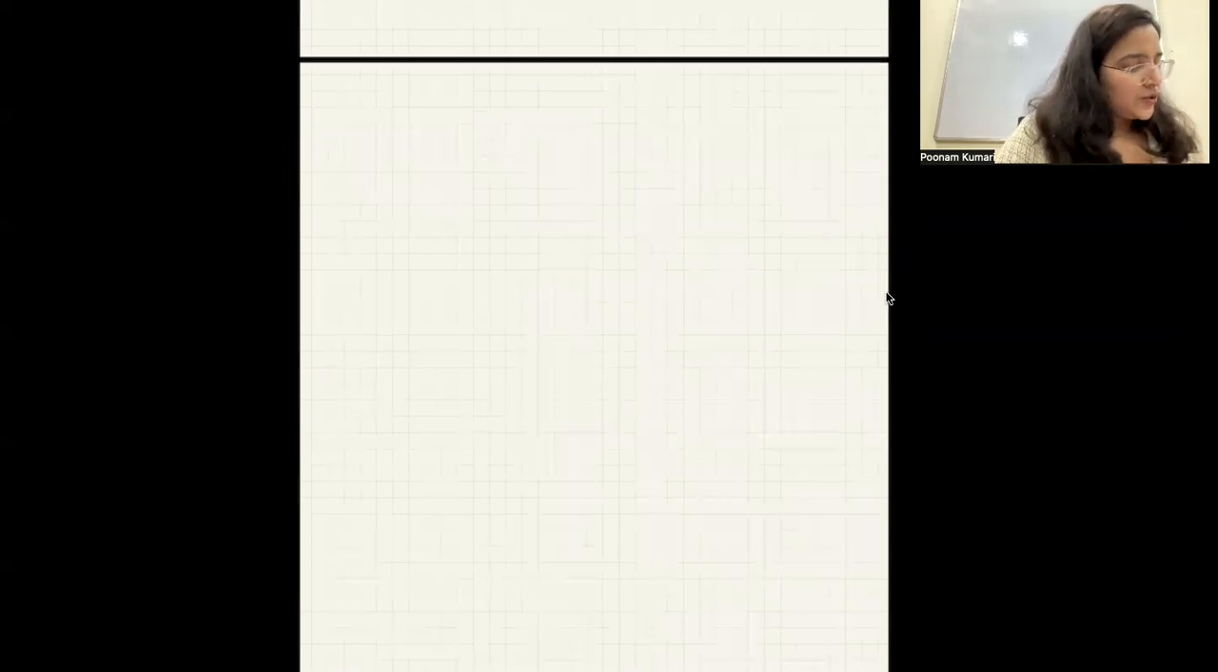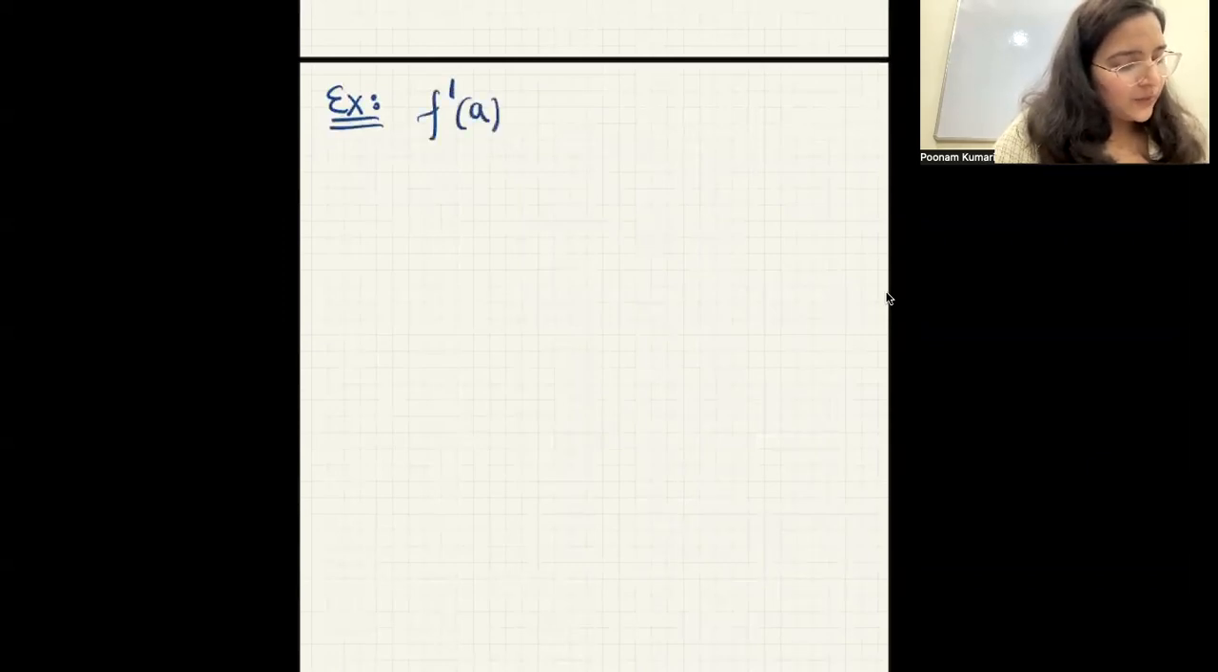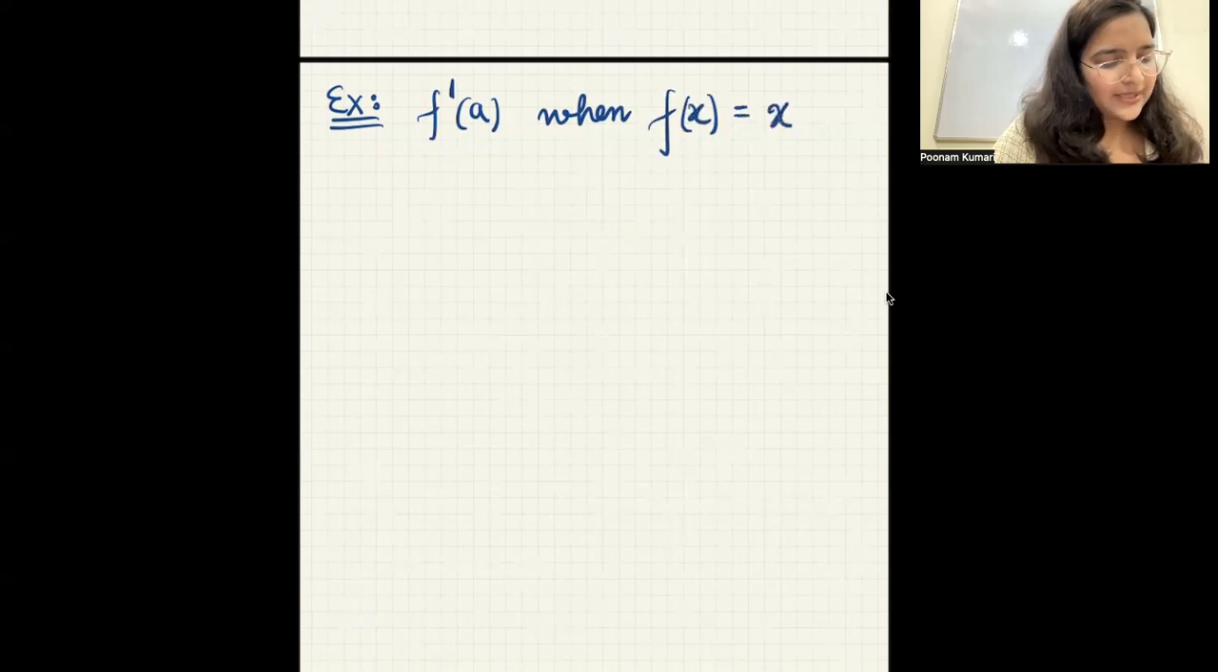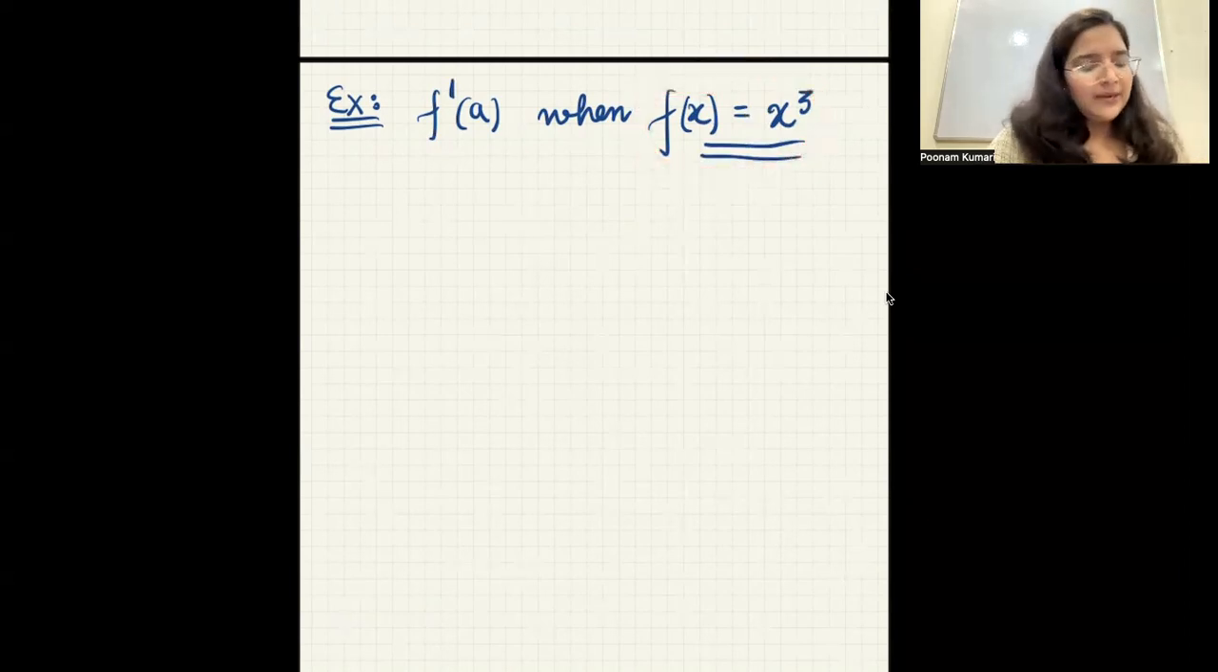Okay, so let's see. So we have an example. Let's say our task is to find f prime a when we are given that f(x) equals x cube. So I am given a function f(x) equals x cube, okay, and I have been asked to find a general f prime a for this particular function. So that's basically what my job is, okay?